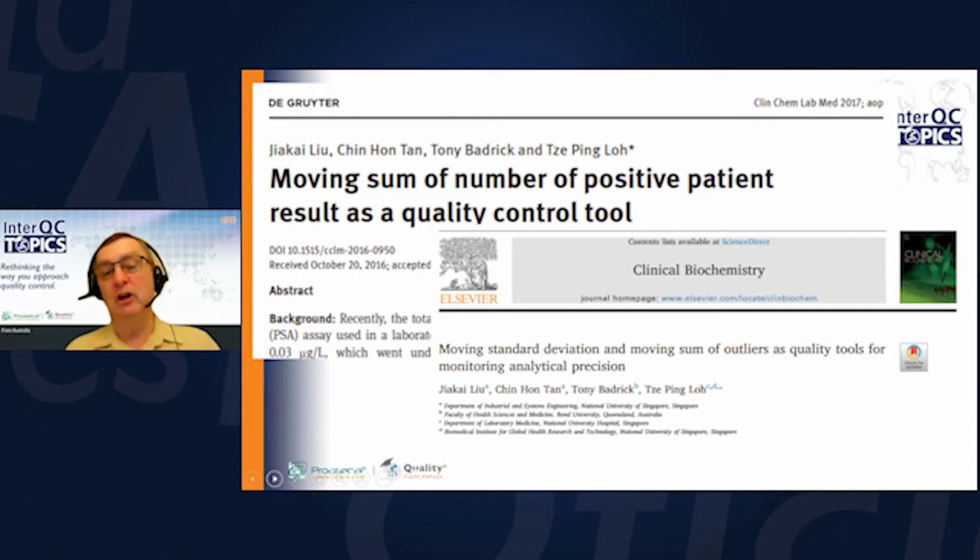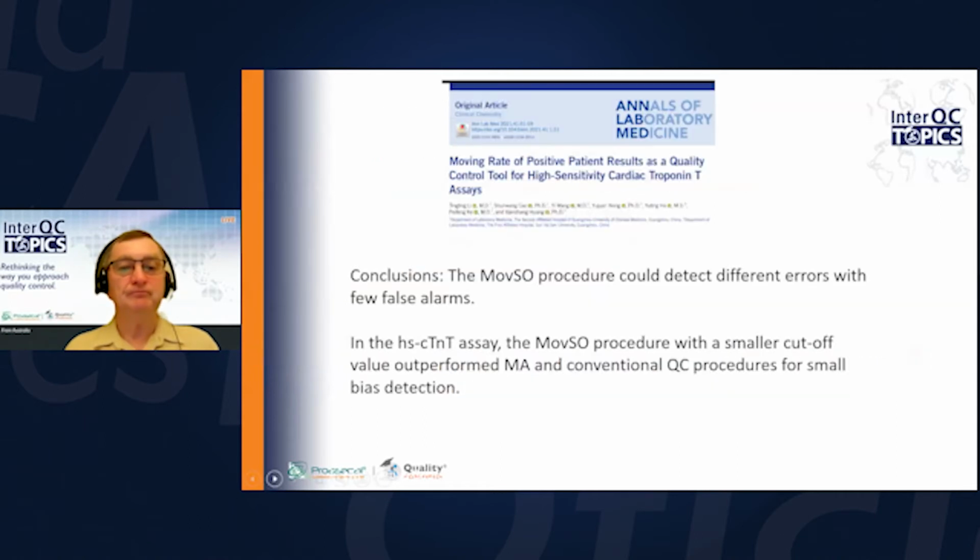You can do that for semi-quantitative assays like Hep B positive assays, where you just measure a positive or a negative. You can use it for those situations too. So the concept can be used in lots of different situations. And this was a paper that was published last year, and it uses the same concept, the number of positive patients for troponin T. So even though that's a quantitative assay, you can use the same concept.